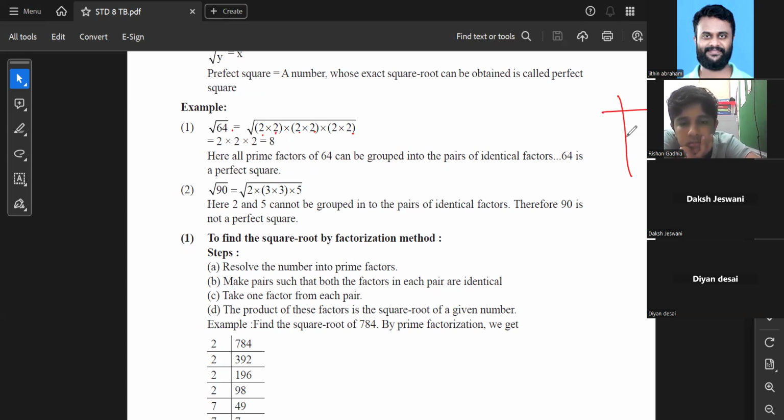You might know this method called factorization. You write 64 and divide it by 2, you get 32. Then again divide by 2, you get 16. Again divide by 2, you get 8. Again divide by 2, you get 4. Again divide by 2, you get 2. Again divide by 2, you get 1. So in the end, whatever number you got, that's your final result.